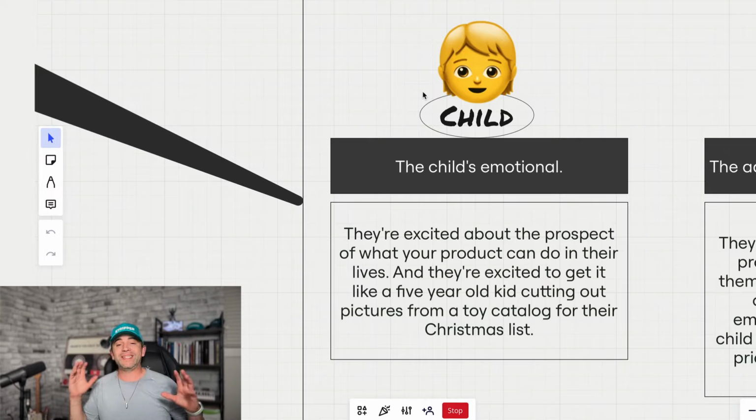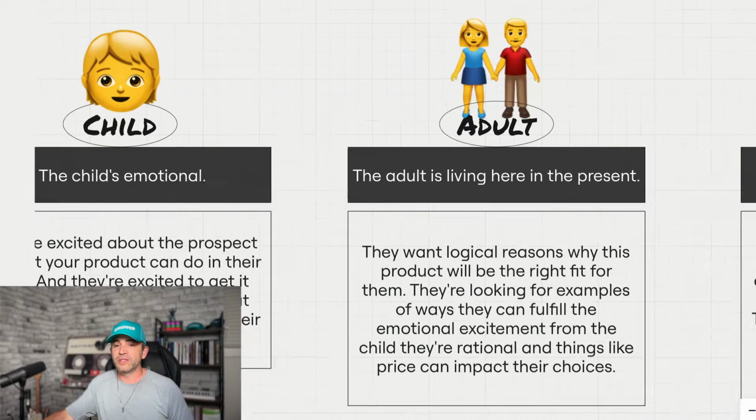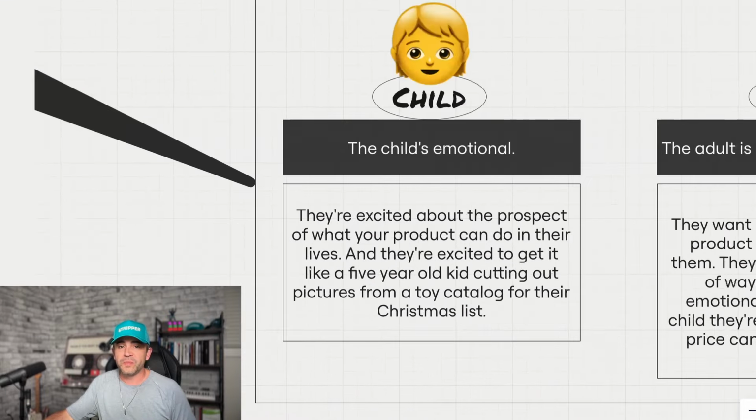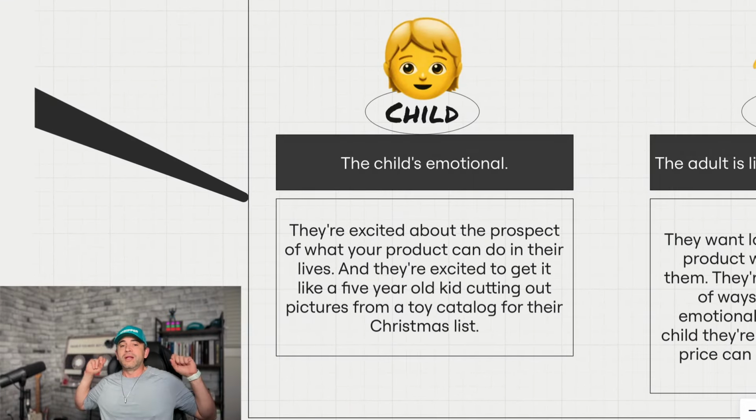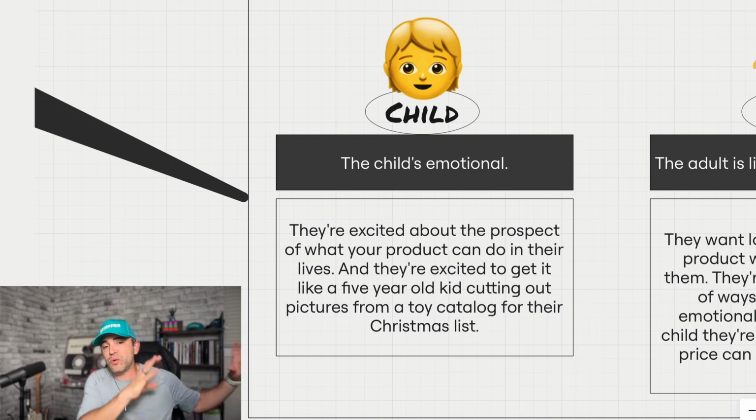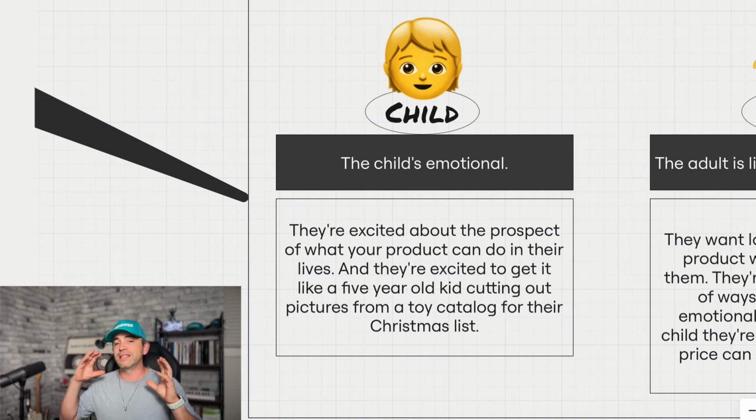groups. The first is child. The acronym for this is CAP: child, adult, and parent. We're going to start with the child. The child is how you want to start your relationship with this potential consumer. You want to get them excited about the benefit or the end state that your product is going to give them. You want them to imagine how their life is going to be different after they use the product.